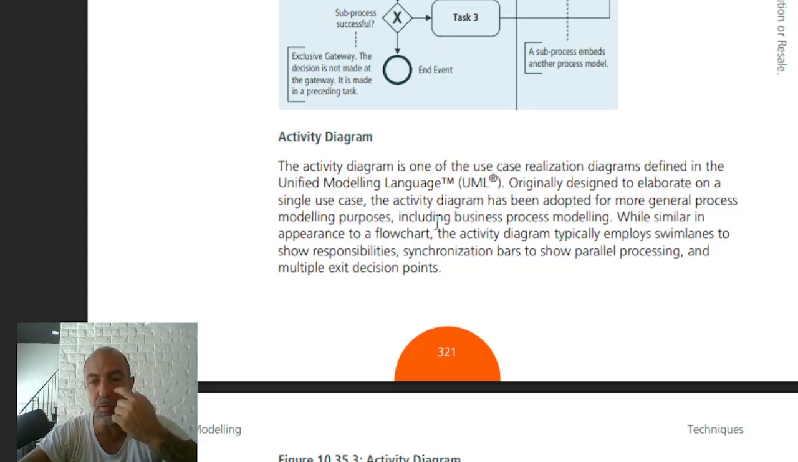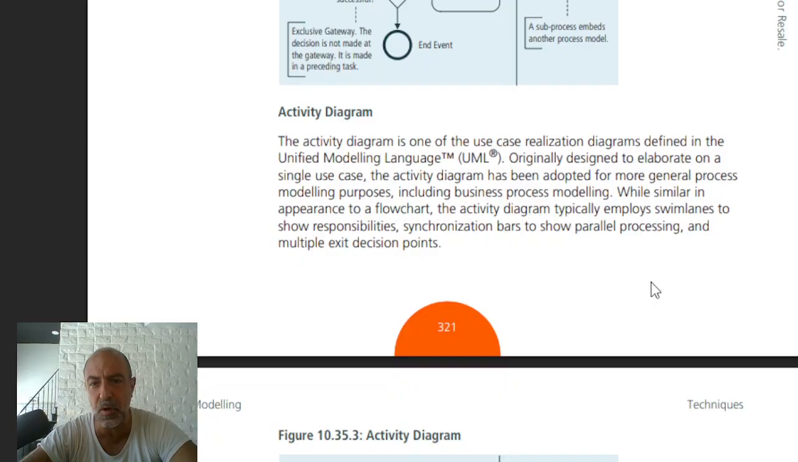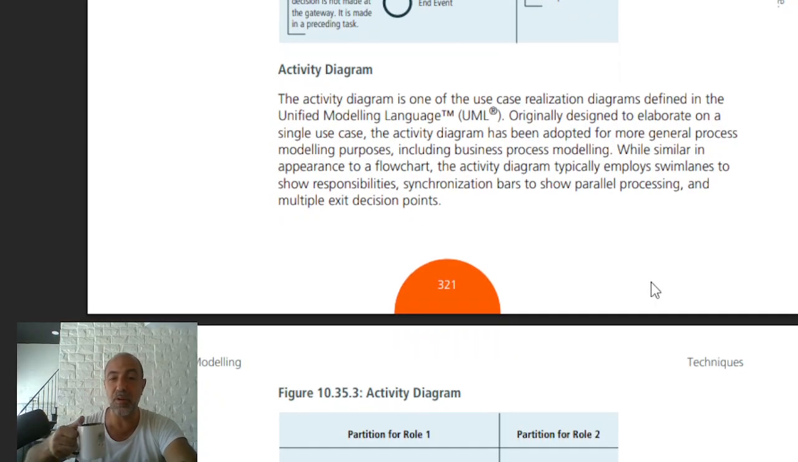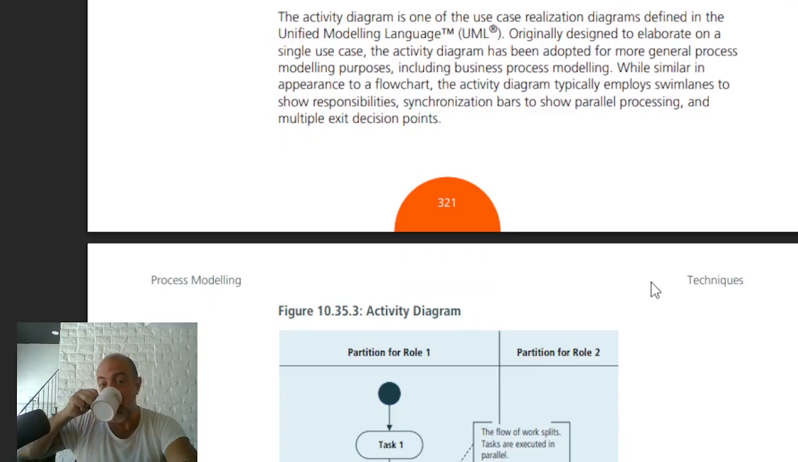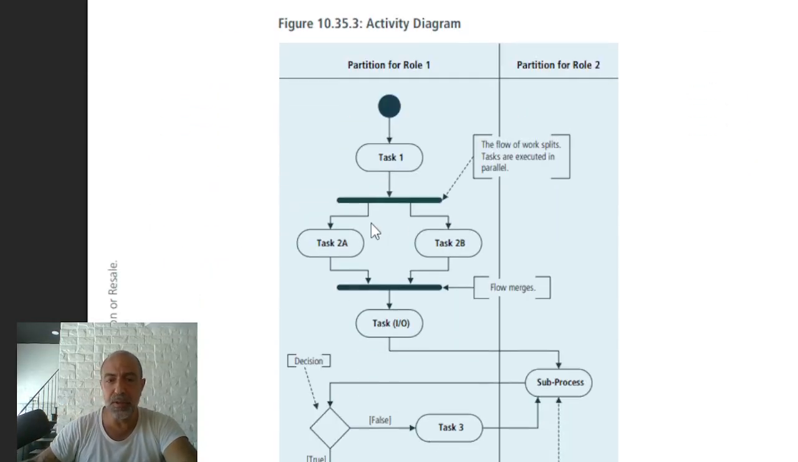An activity diagram is one of the use case realization diagrams defined in unified modeling language. It was originally designed to elaborate on a single use case. The only difference is this line here.